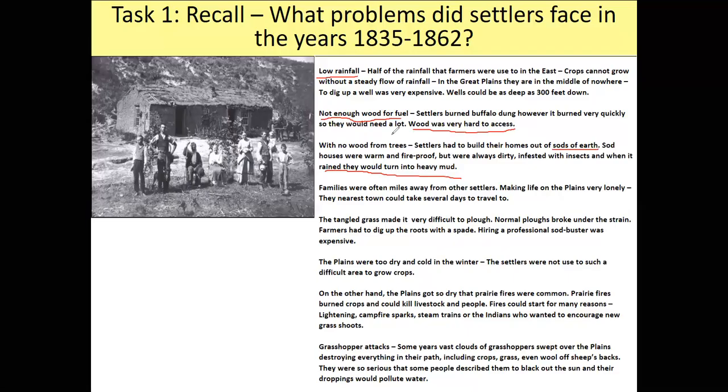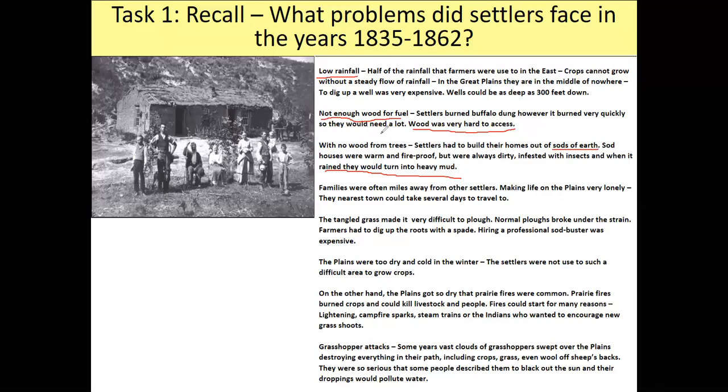Because you're in the middle of nowhere, life on the plains was very lonely. The nearest town takes several days, and this is before the railroad. It was very, very lonely, very, very isolated.